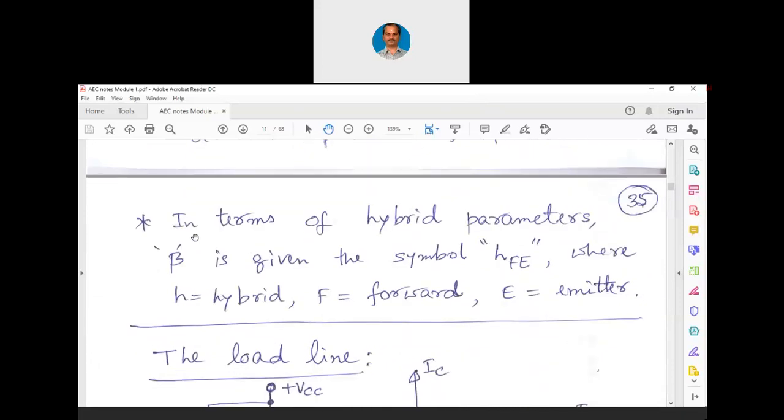We will have some parameters in future. There is something called hybrid parameter. We are going to model the transistor by means of hybrid parameters, which I am going to discuss later on. So in terms of hybrid parameters, beta is given the symbol HFE. H is for hybrid, F is for forward, and E is for emitter. So sometimes a manufacturer will not give the symbol beta directly. He will directly give the symbol HFE. HFE is a manufacturer's term, whereas beta is an engineer's term. You can take it that way.